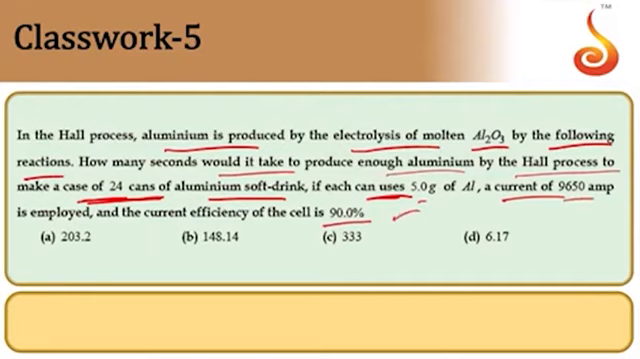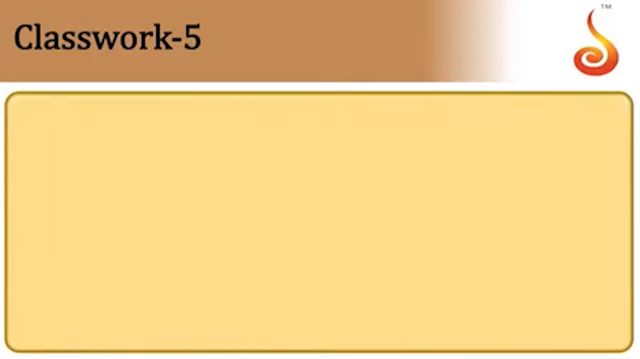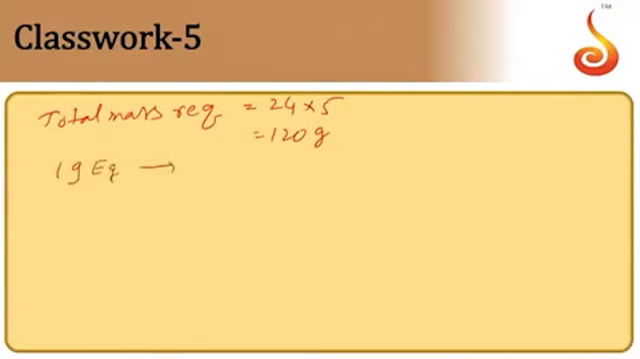First we'll find out totally how much mass of aluminum we require. Then we apply Faraday's laws. Total mass required will be equal to 24 cans, each of mass 5 grams, which comes to 120. So totally you require 120 grams of aluminum. Now 1 gram equivalent requires 1 Faraday of charge, which means 96,500 coulombs of charge. And 1 gram equivalent of aluminum means 9 grams.